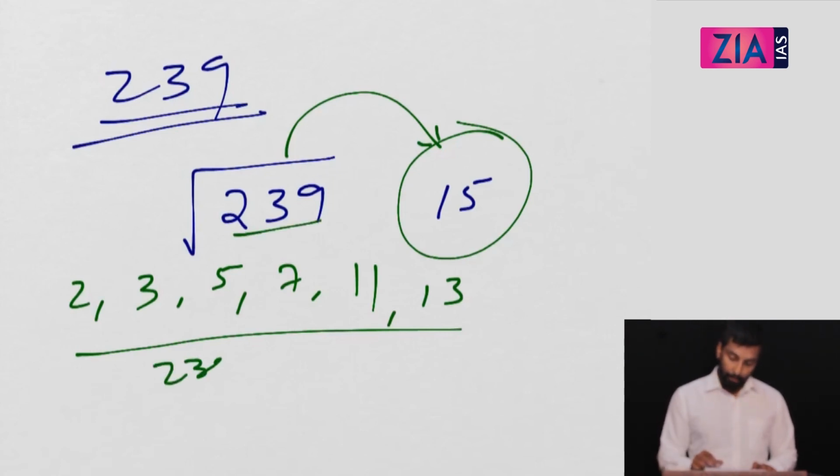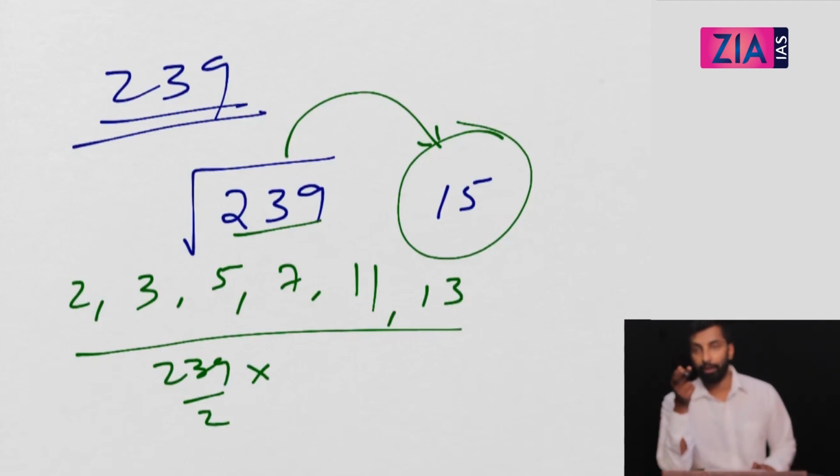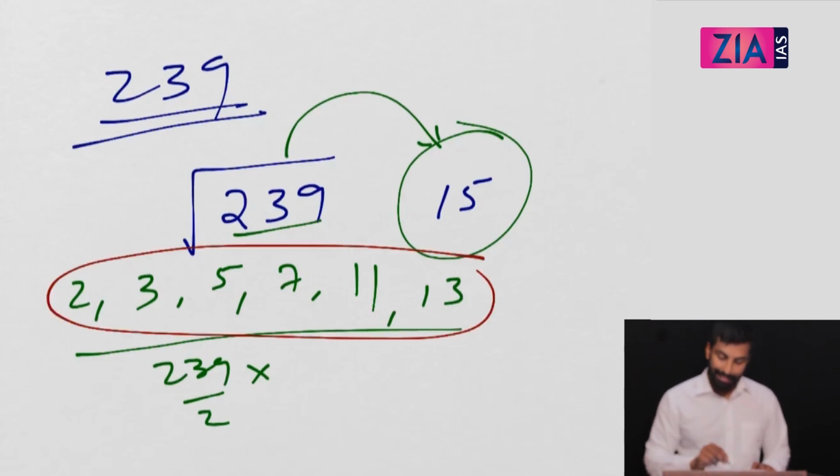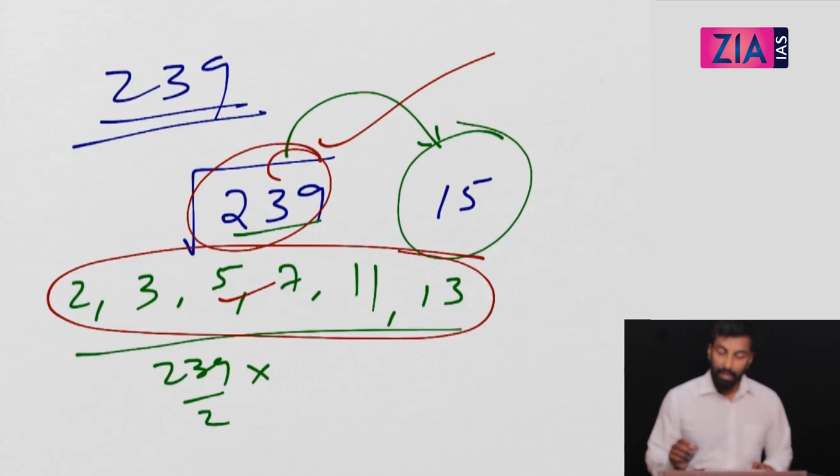So 239 by 2, can you divide? No. Similarly, 239 by 3, can you divide? No. 239 by 5, you can't divide. 239 by 7, also you can't divide. 239 by 11, you can't divide. 239 by 13, you can't divide. Now, if you cannot divide with all these prime numbers less than 15, it's a prime number. If you can divide with any of the number, that means that number is a factor, so it cannot be a prime number. I hope this is clear.